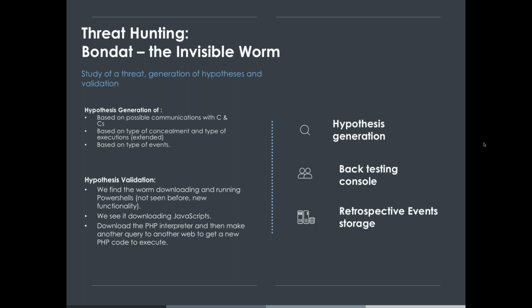What they actually see is they find the worm downloading and running PowerShell scripts. And remember we talked about expanding that scope. We validated the hypothesis, let's expand the scope, let's see what is happening now. This activity of downloading and running PowerShell is new. This is not something that has been seen before. It is brand new functionality. We also see it downloading JavaScript, and then interestingly enough, it's downloading the PHP interpreter, querying another web page, and getting new code to execute. So we're able to validate that in the environment. Now we start digging a little bit deeper.